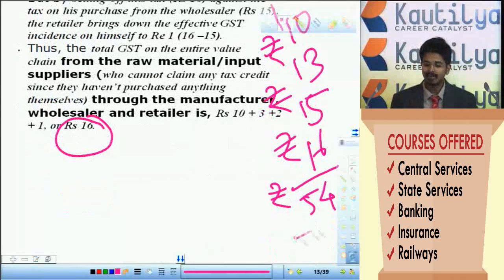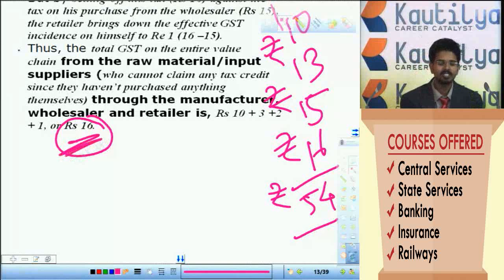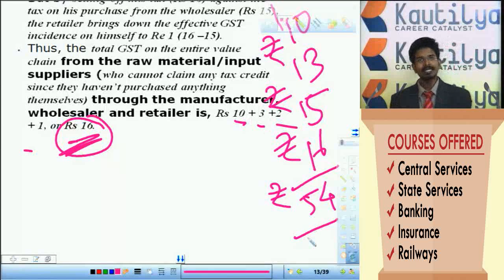Presently our taxation system is like this. Indirect taxation in India works in this way: for the product to reach from the manufacturing stage to the final stage, that is the retail outlet, almost 54 rupees was being paid across the value chain as indirect taxes. But with the introduction of GST, the total tax to be paid is only 16 rupees: 10 rupees at one stage, 3 rupees, 2 rupees and 1 rupee. So the tax is levied only on the value addition at each stage.